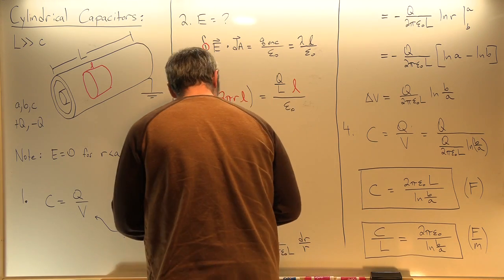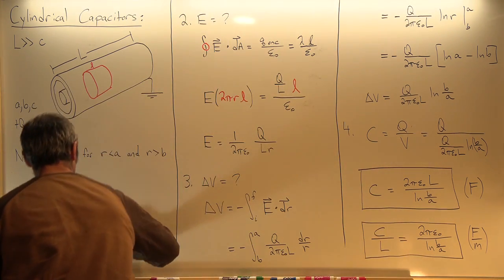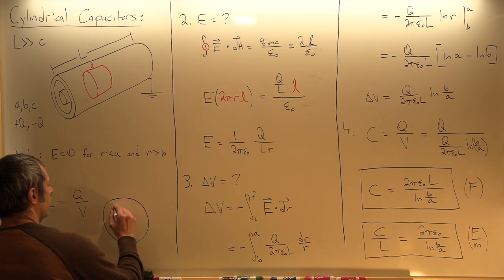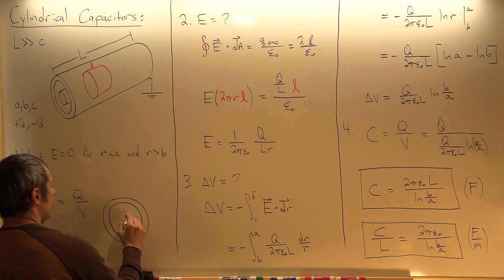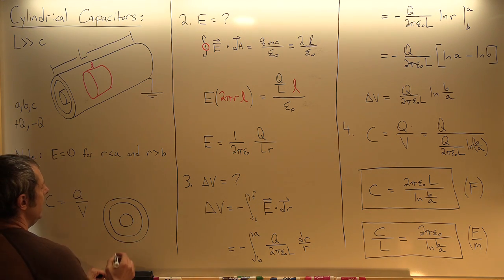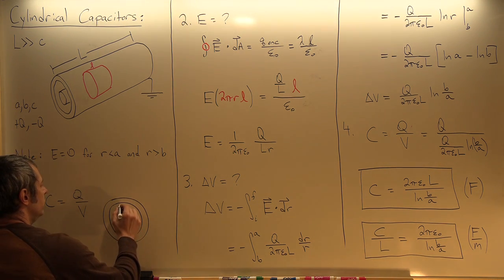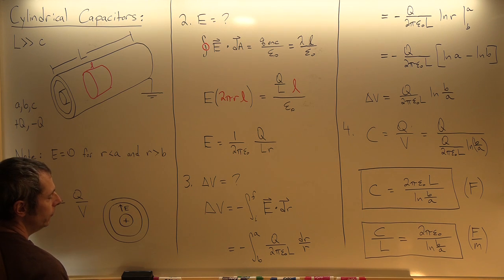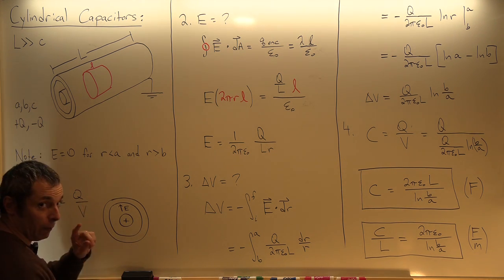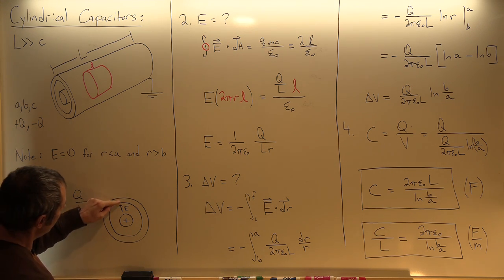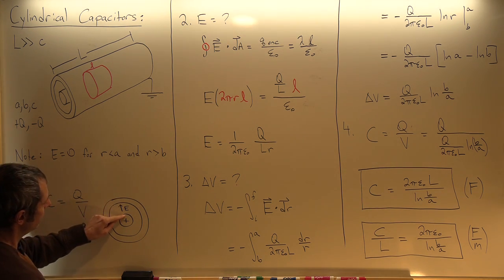So if I do a little cross section here, like this, and like this. This is looking at the end of a cross section. I know that the electric field only exists in this region and it points outward because this is positive. So to get the voltage, I want a positive voltage to get a positive capacitance. So I'm going to start here and integrate to here.